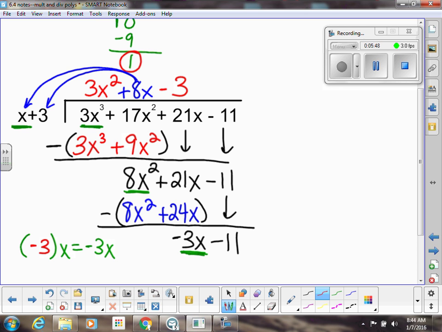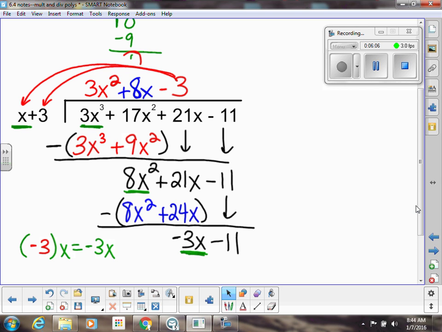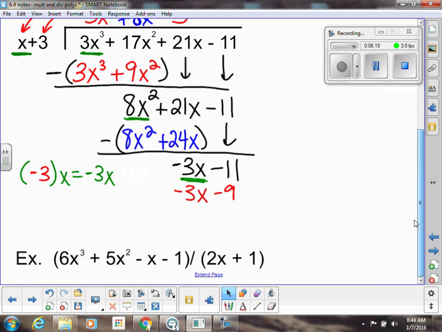And then again, I'm going to multiply my negative 3 times x and 3. Oops, my 8x got erased there. Okay, so if I do negative 3 times x, that gives me negative 3x. I'm going to put that underneath there. And then negative 3 times positive 3 is negative 9. So now I'm going to scroll down a little bit.